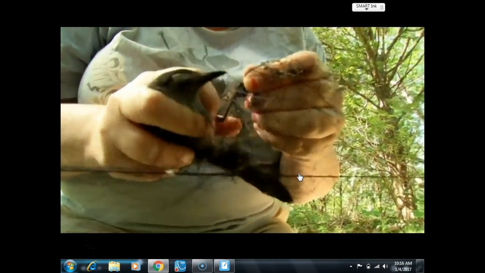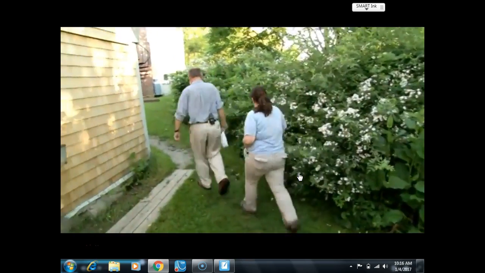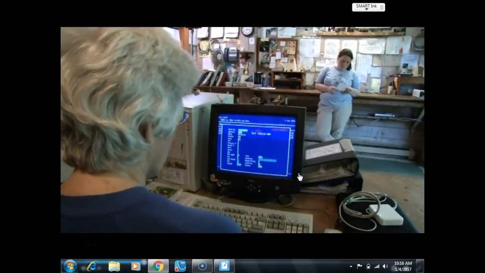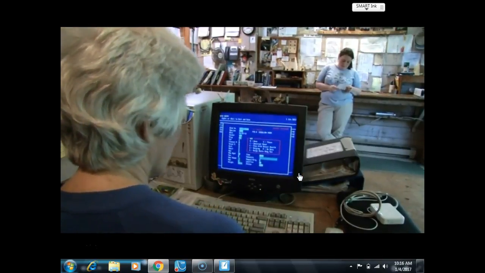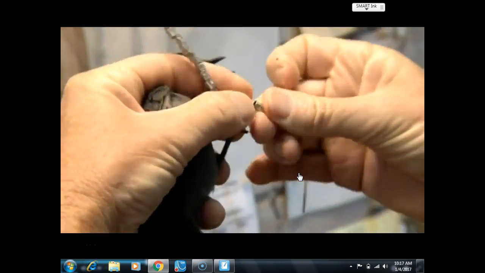Researchers quickly work to disentangle the birds and head back to the lab to measure and record all the vital stats. Each bird also gets banded.